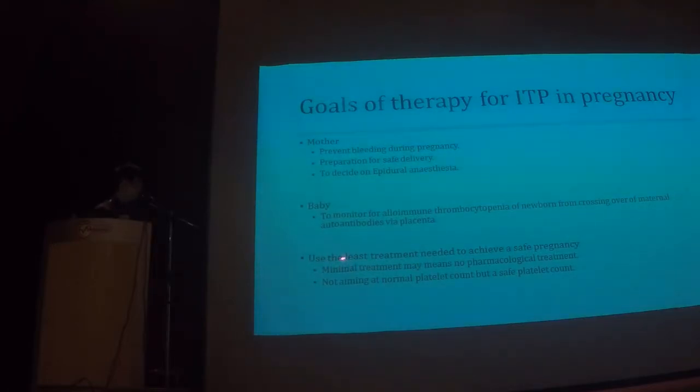So if the mother does need treatment, you want to use the least treatment needed to achieve a safe pregnancy and safe delivery. It may mean no treatment at all, just observation. And you're not aiming for a normal platelet count, you're aiming for a safe platelet count.